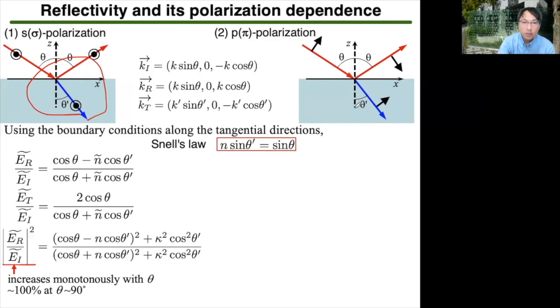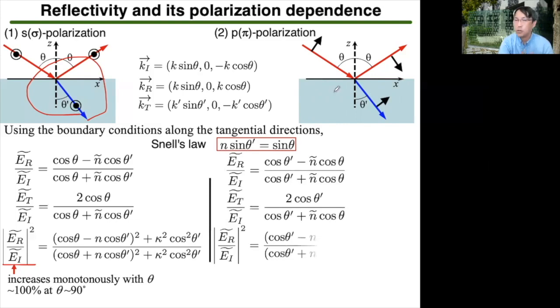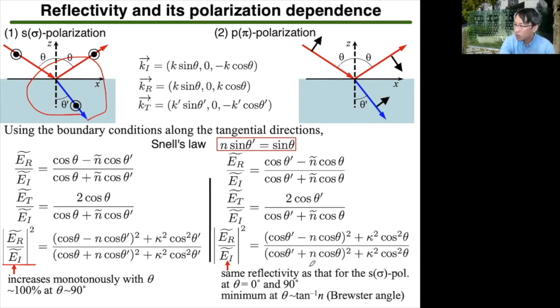Therefore, the formulas derived from the boundary condition are changed from those in the S polarization. Due to this difference, the reflectivity is modified, where theta and theta prime are interchanged in the formula for the S polarization. This situation is basically the same as that for kappa of 0. Then we get the observable reflectance as shown in this formula.